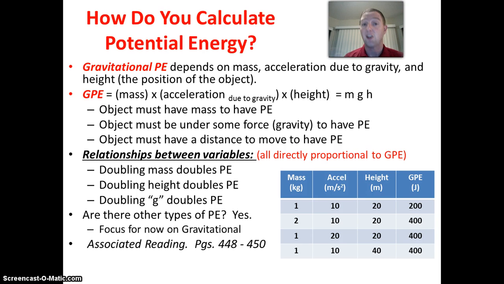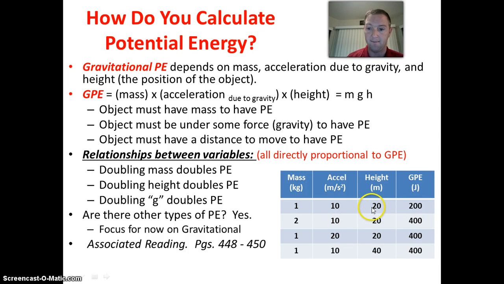Cool? All right. You know I like to ask about relationships among variables. So what happens when I increase my mass? If I double an object's mass and leave the acceleration and height the same, so I go from 1 kilogram to 2 kilograms, what happens to my gravitational potential energy? Acceleration stays the same, height stays the same, my gravitational potential energy doubles, goes from 200 to 400. I double my mass, I double my gravitational potential energy. They are directly proportional. One goes up, the other goes up by the same amount, directly proportional.